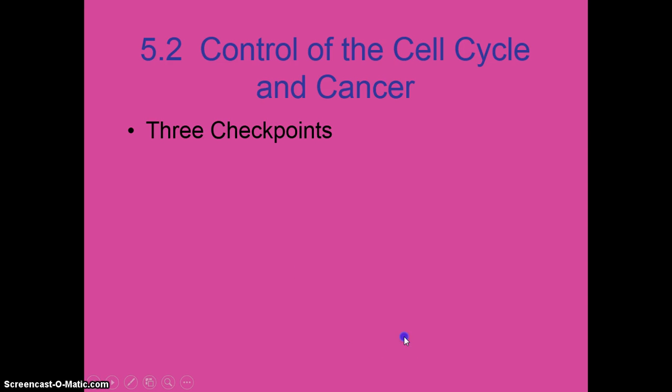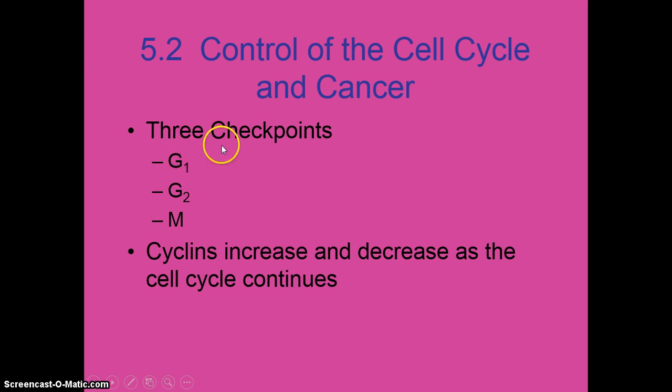There are 3 checkpoints during the cell cycle. There's one in G1, one in G2, and one in mitosis. And these checkpoints are where the cell looks at itself and says, have I messed up? Are things okay? If not, it's going to just go through apoptosis most times. If everything's okay, it'll go on to the next stage.